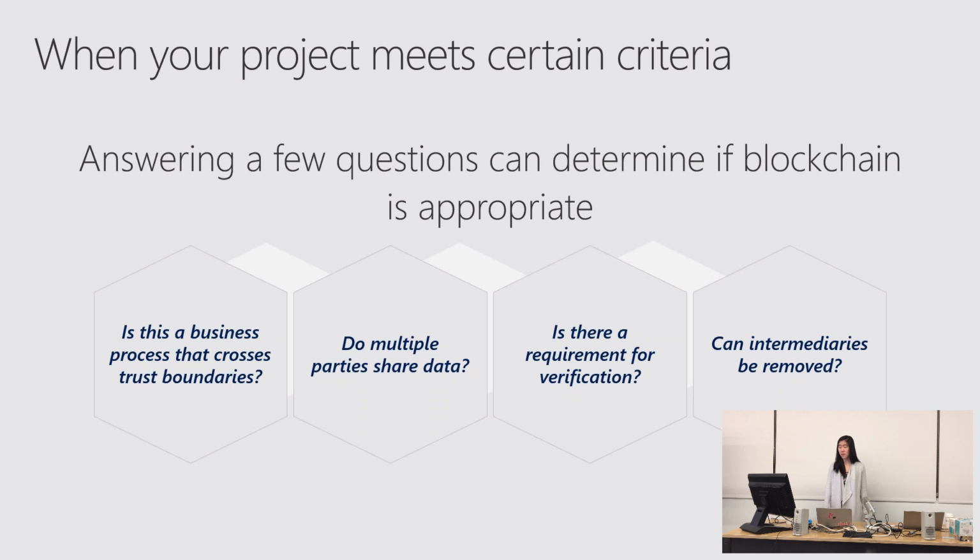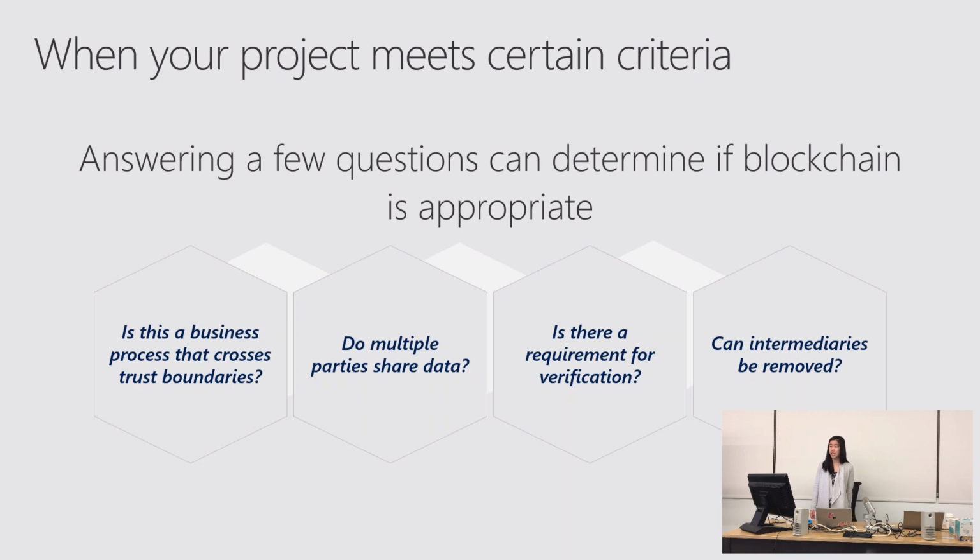So, for example, is this a business process that crosses trust boundaries? Like I was mentioning earlier, if you need a full transaction history with a single source of truth, blockchain can provide a lot of value there, right? Do multiple parties share data? If you want to have real-time monitoring or real-time updating without having to deal with the reconciliation or synchronization errors that happen when you need to share data across many different groups, blockchain can provide a lot of value there too.